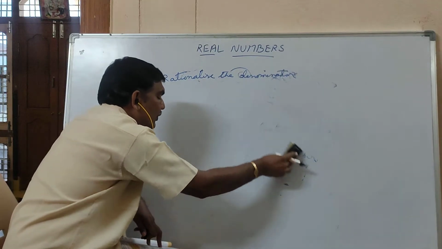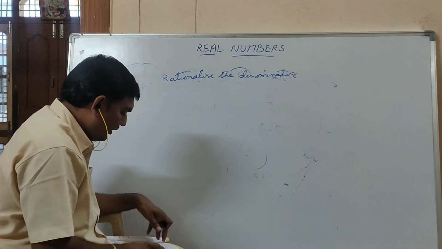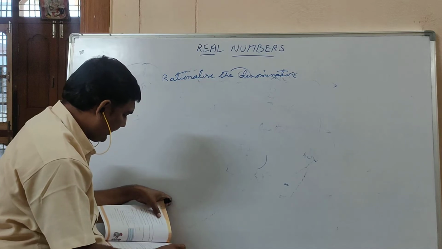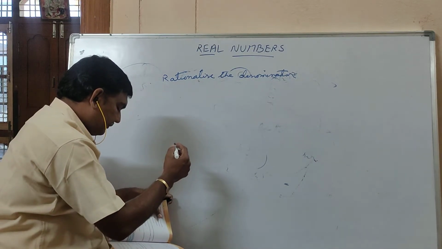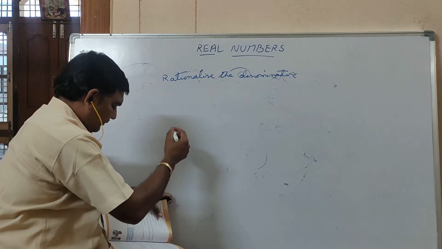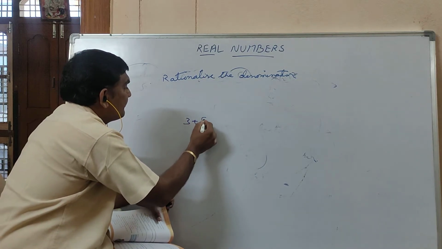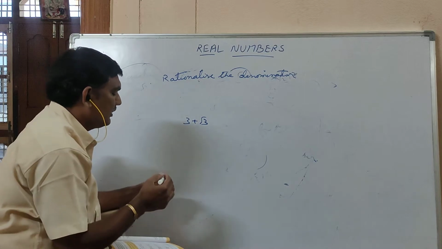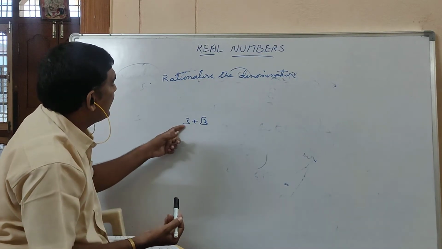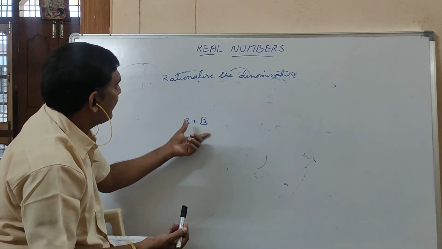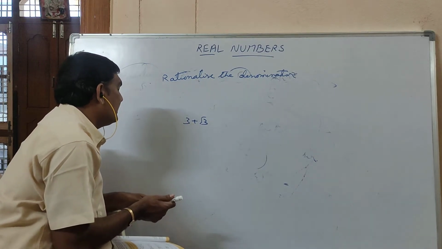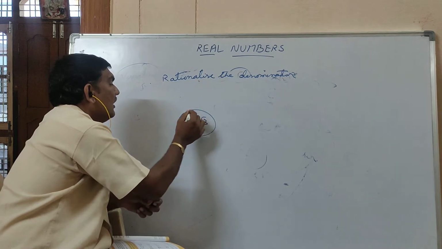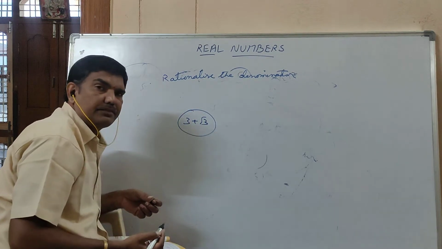Till here we took only one term. Now what happens when you are taking more than one term? So here, 3 plus root 3. 3 plus root 3. One is a rational number and the other is an irrational number. 3 plus root 3 becomes only one number, an irrational number, because we can't add 3 with root 3.